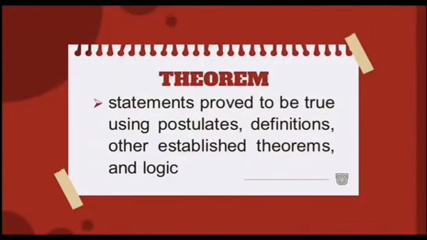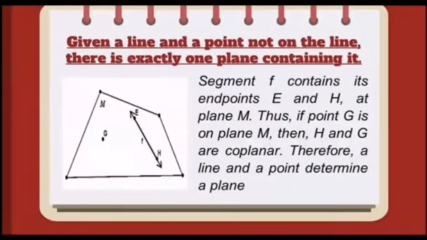Theorem is a statement proved to be true using postulates, definitions, other established theorems, and logic. Given a line and a point not on the line, there is exactly one plane containing it. Segment F contains its endpoints E and H at plane M. Thus, if point G is on plane M, then H and G are coplanar. Therefore, a line and a point determine a plane.